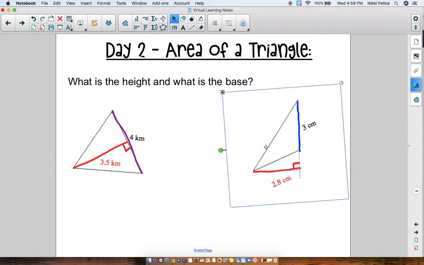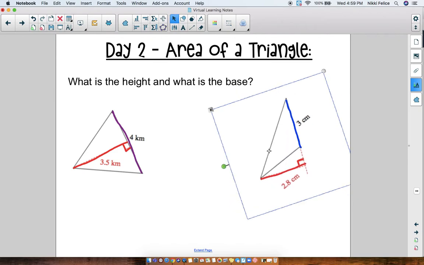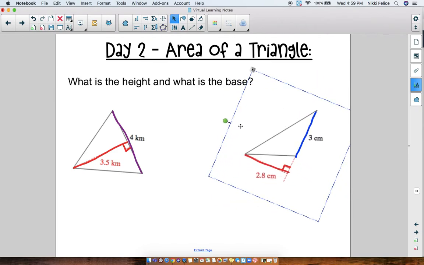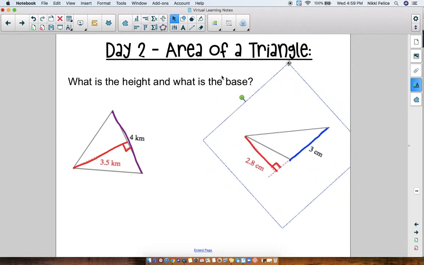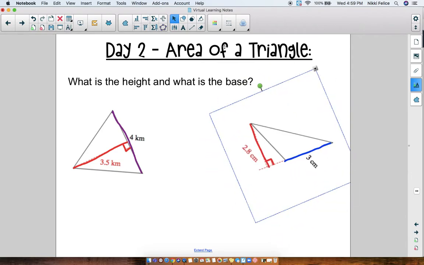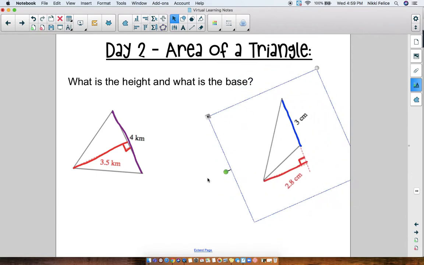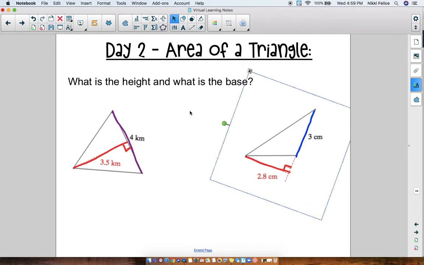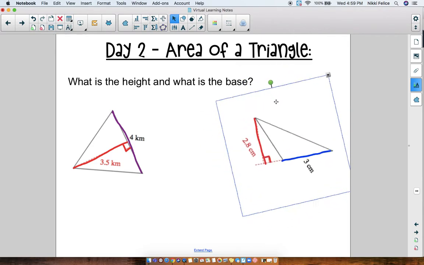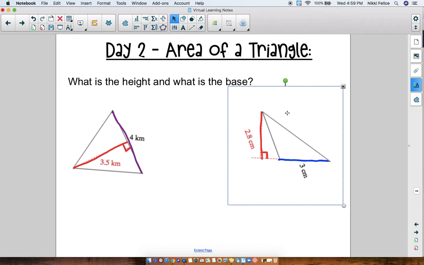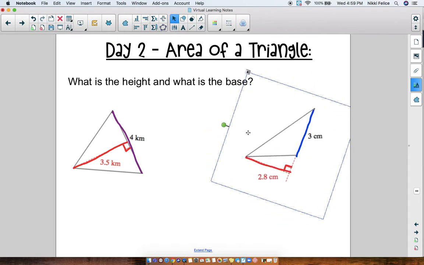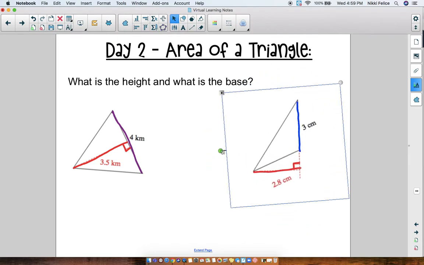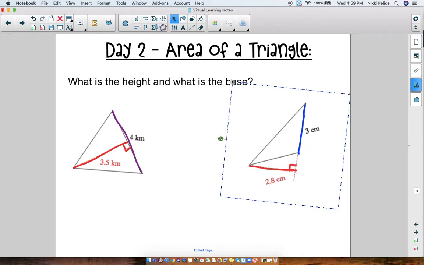That can't be the base because that line is not even a part of the triangle, so it can't be the bottom of the triangle. It doesn't even make sense. It's not a part of the triangle, so it has to be the height. So it might make more sense to look at it that way, but even so, we can still figure out that that's the height.